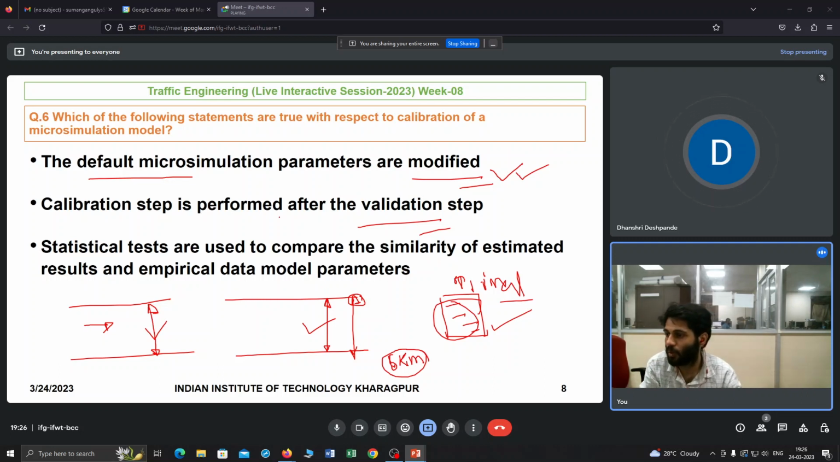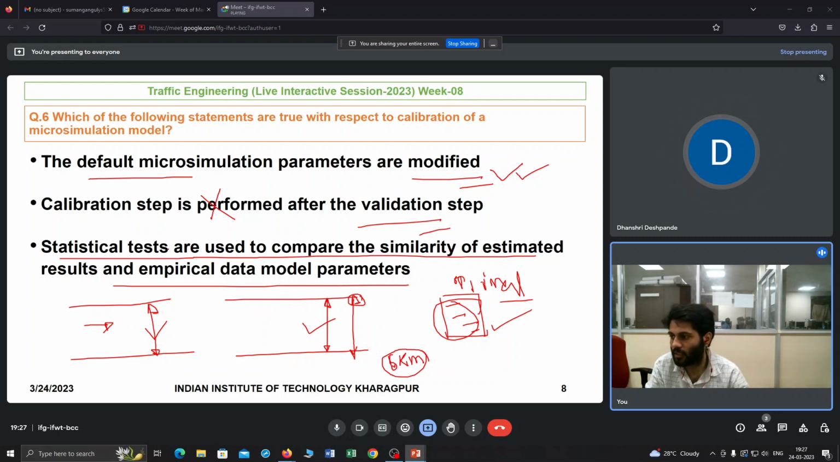So obviously, this is wrong, because validation is performed after the calibration, not the other way around, right? Here it is written the calibration step is performed after the validation. So then the last is, statistical tests are used to compare the similarity of estimated results and the empirical data, model parameters.